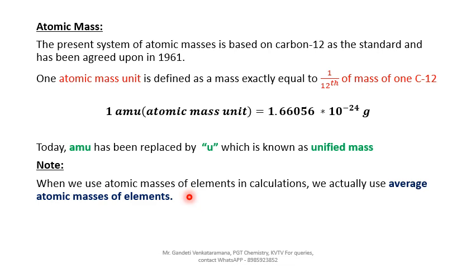So that is briefly about atomic mass. What is our reference? Atomic mass is defined based on carbon-12, accepted in 1961. 1 AMU is equal to 1.6 into 10 power minus 24 grams. AMU has been replaced by unified mass. This is briefly about atomic mass. So now we will see what average atomic mass is.